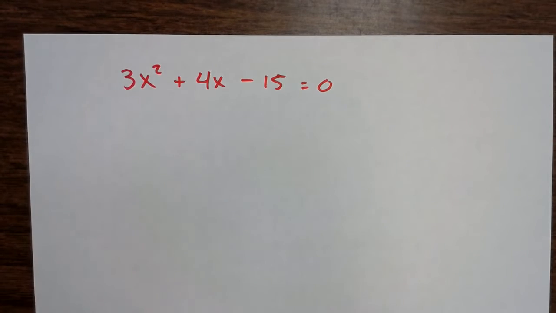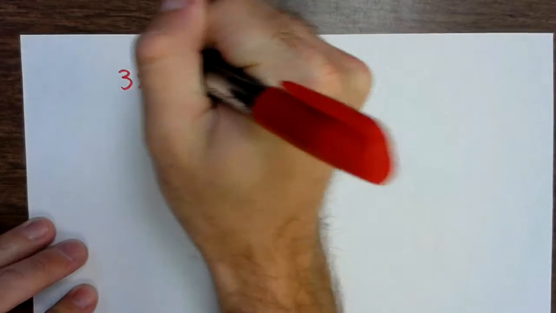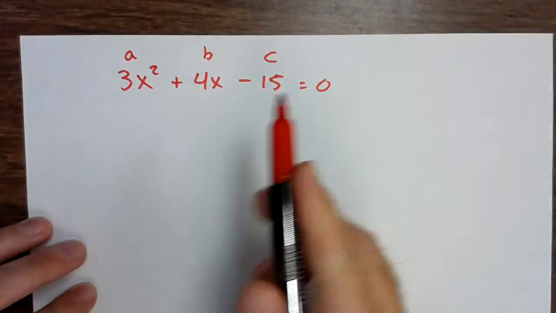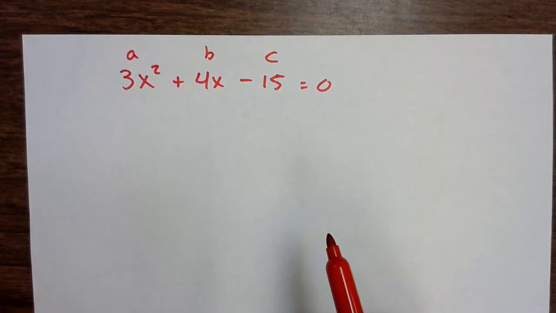Okay. First step. This is what I call my C term. This is my B term. This is my A term. It has to do with the numeric coefficients. That is to say, the numbers.